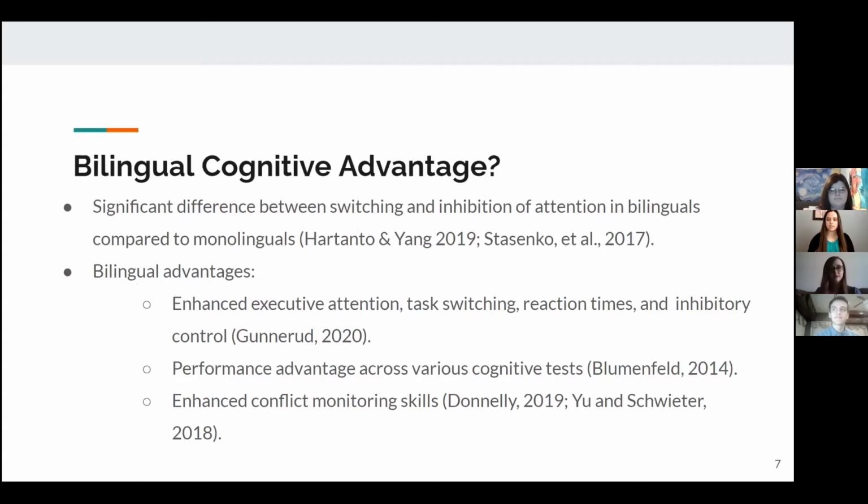We were also looking to see if there was a bilingual cognitive advantage within the literature. From Hartanto and Yang, we found that there was a significant difference between switching and inhibition of attention when looking at bilingual individuals compared to monolingual individuals. We also saw some bilingual advantages, such as enhanced executive attention, task switching, and various performance advantages when looking at different cognitive tests in general.